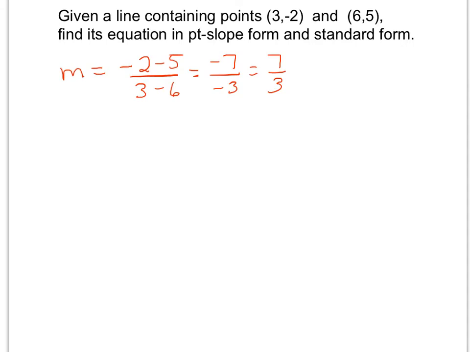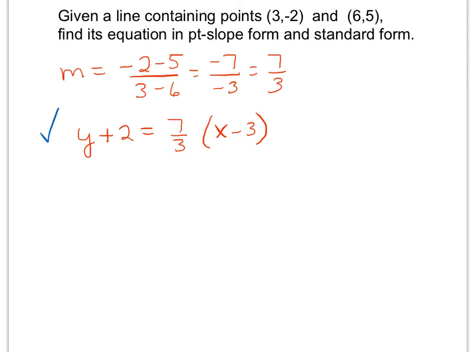Now you'd have the choice, do you want to put it into slope-intercept form or do you want to put it into point-slope form? Since we're practicing point-slope form, I'm just going to do that one. So it'll be y plus 2, right, y minus negative 2, equals 7/3 times x minus 3. So that would be the answer in point-slope form. So that's the first one that we wanted to find.